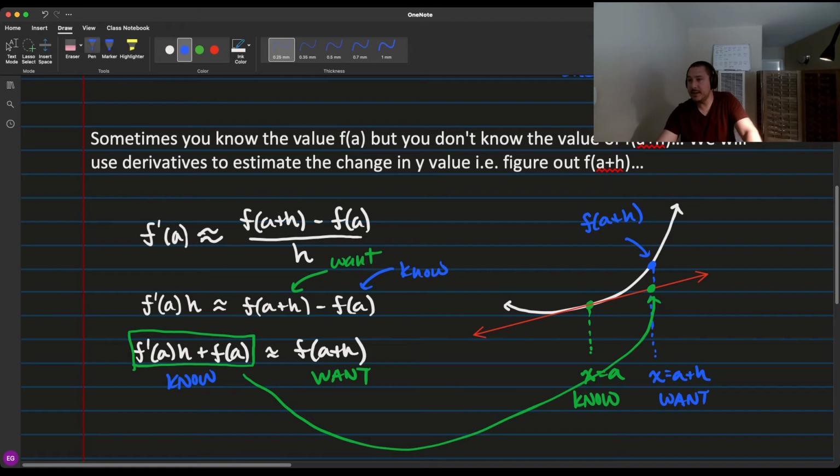And this difference between them, this little height right here, that's called the error of your estimate. So let me pause, see if there are questions.